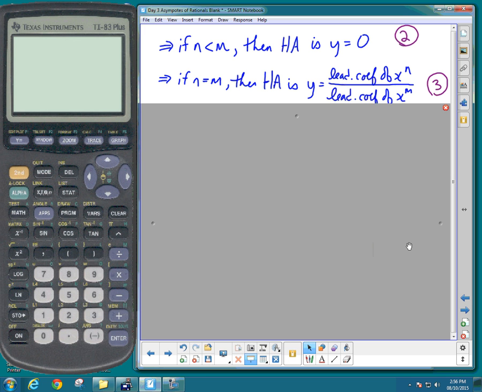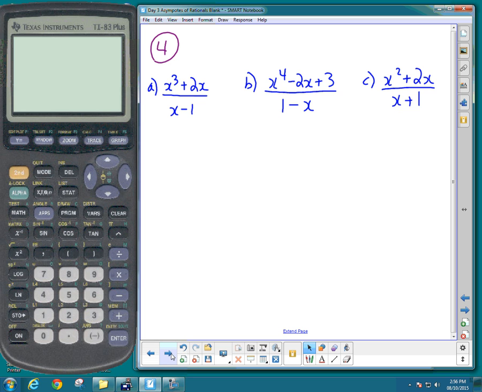Okay, so we've seen examples of when the degree on the top is less than the degree on the bottom, the horizontal asymptote is y equals 0. And the last one we saw, when the degrees are the same, then you ignore the degrees and look at the leading coefficients and divide the leading coefficients to get where the horizontal asymptote is. So I'm sure we can figure out what our fourth type is.